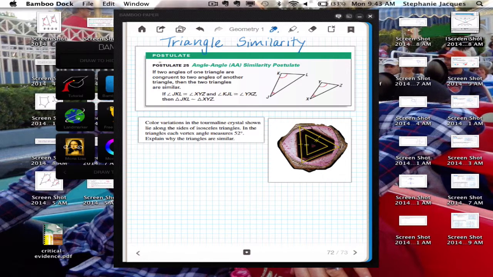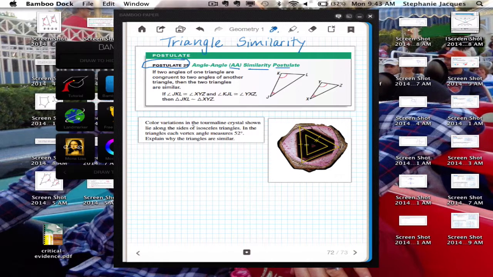The postulate that you'll be focusing on is postulate 25, and that's the angle-angle similarity postulate. If two angles of one triangle are congruent to two angles of another triangle, then the two triangles are similar. So if JKL is congruent to XYZ and KJL is congruent to YXZ, then those triangles are similar.